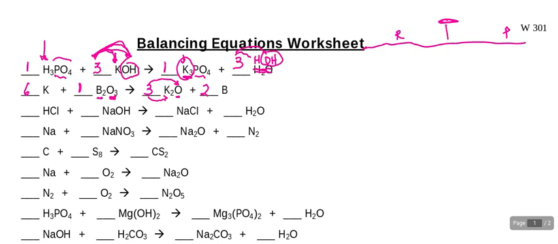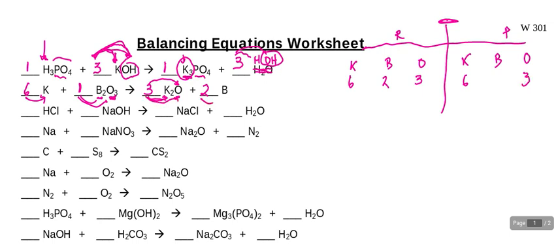On the reactant side, I've got K's, I've got B's, and I've got O's. On the product side, again, K's, B's, O's. I'm listing them in exactly the same order. Let's do a count on the reactant side. 6 potassiums, 2 borons, and 1 times 3, 3 oxygens. Let's take a look at the product side. 3 times 2 is 6 potassiums, 3 oxygens, and 2 borons. There we go. The numbers match up, so I know that this one now is also balanced.